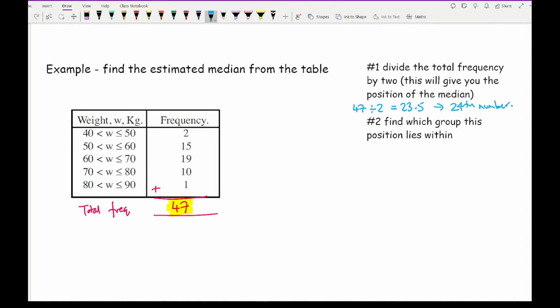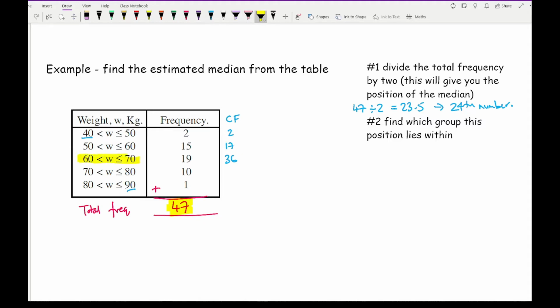Now the next thing I need to do is find out where the 24th person lies. I don't need to worry about the order because the data has already been ordered for me. So I know that between 40 and 50 there are 2 people, between 50 and 60 there are another 15 people, between 60 and 70 there's 19, etc. For this, I need to work out the cumulative frequency. I'm just doing a running total and I'm going to stop when I go over that 24th number. So here I've got 2, I've got 17, and I'm going to end up with 36. So I know that 24 is in this group here.